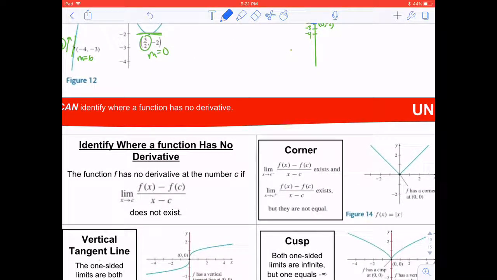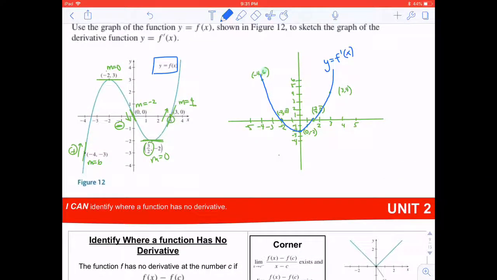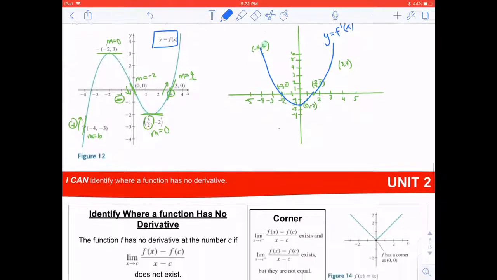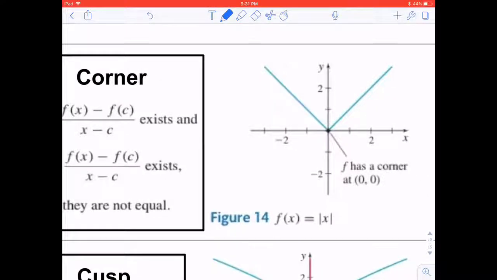Alright, continuing on to the next topic here, we're talking about where does the function not have a derivative. So remember here, we're picking out points and then we're just figuring out the slope at each of those points. Well, there's going to be some situations where we're not going to be able to determine the slope of the function. So take, for example, here we have what looks like the absolute value function.